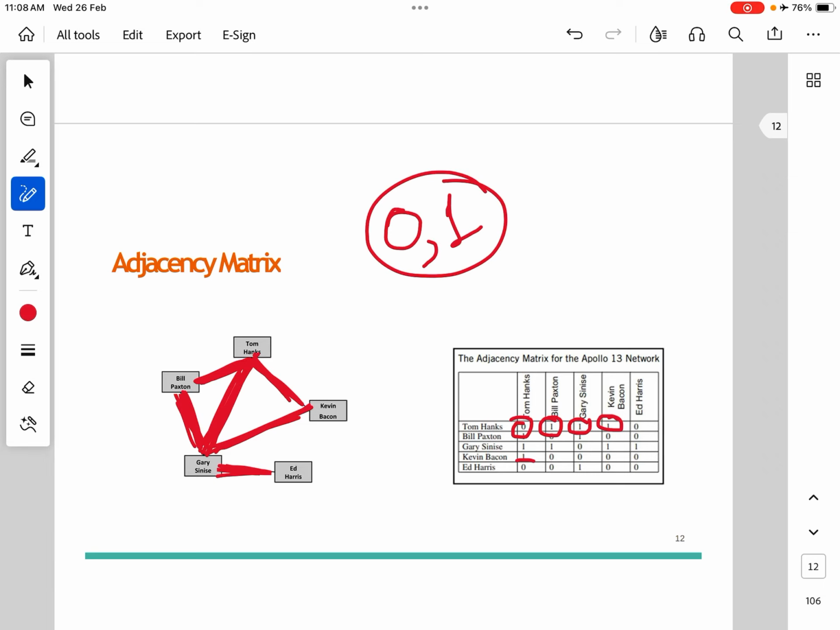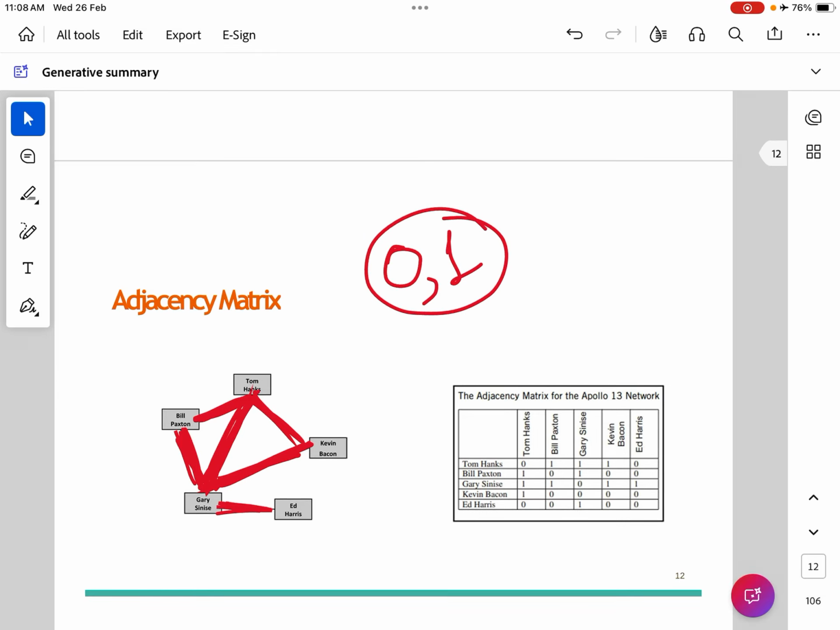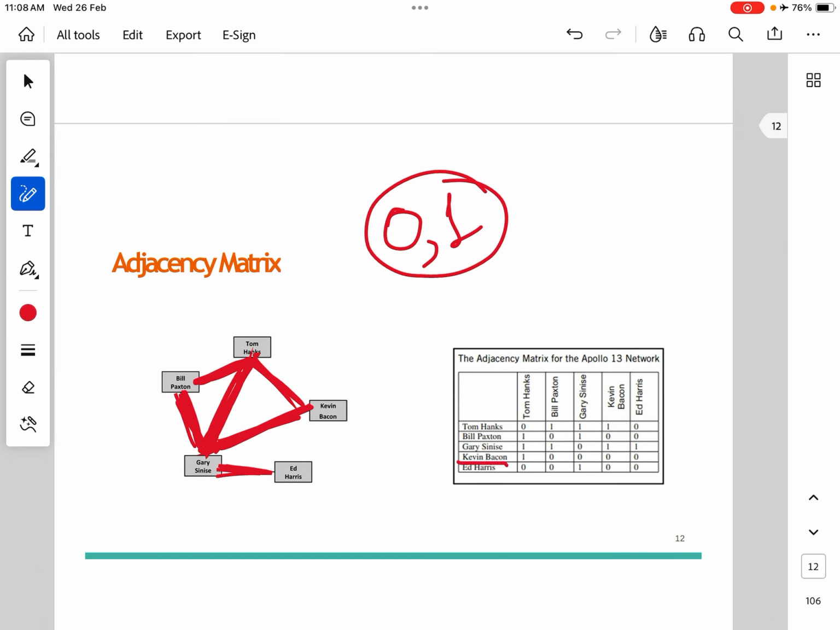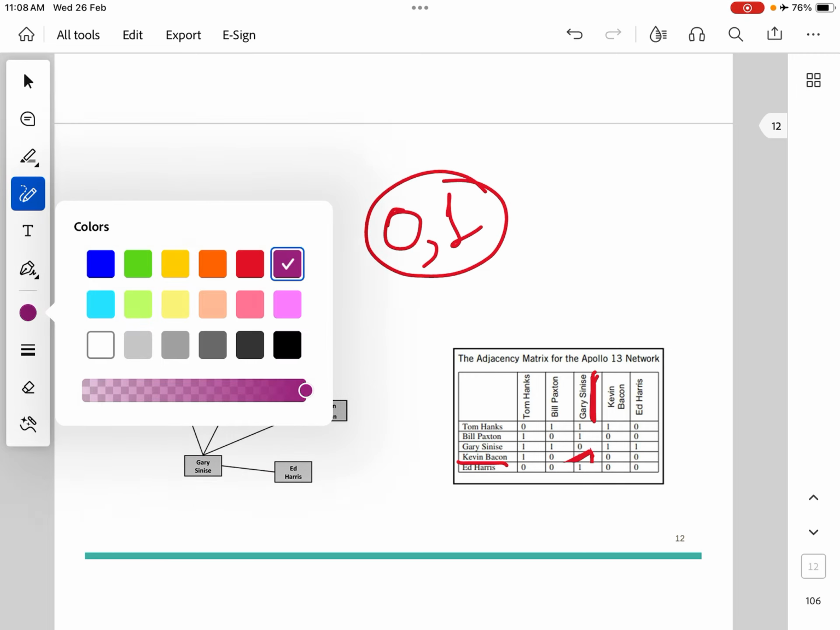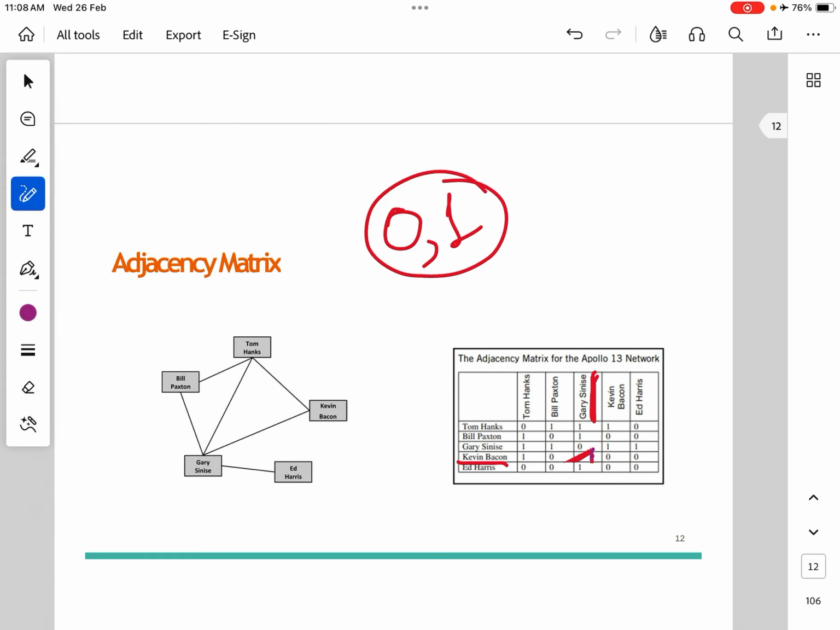Kevin, comma Tom; Kevin, comma Gary: there is a line, so here it will not be 0. Kevin, comma Gary, this is a mistake, so my bad. You will have a 1 because you can see this is the line. Let me use some other marker. This is the line for Kevin, comma Gary, so it will be 1 here, not a 0.